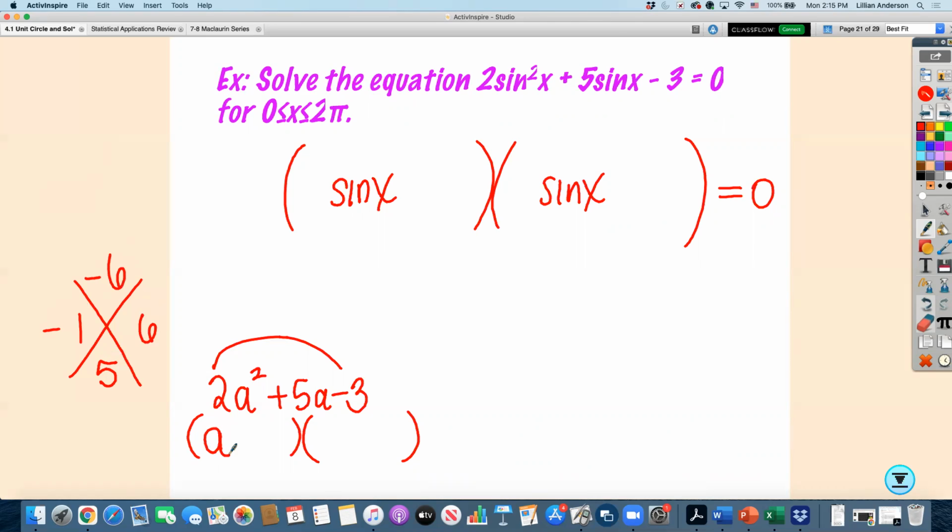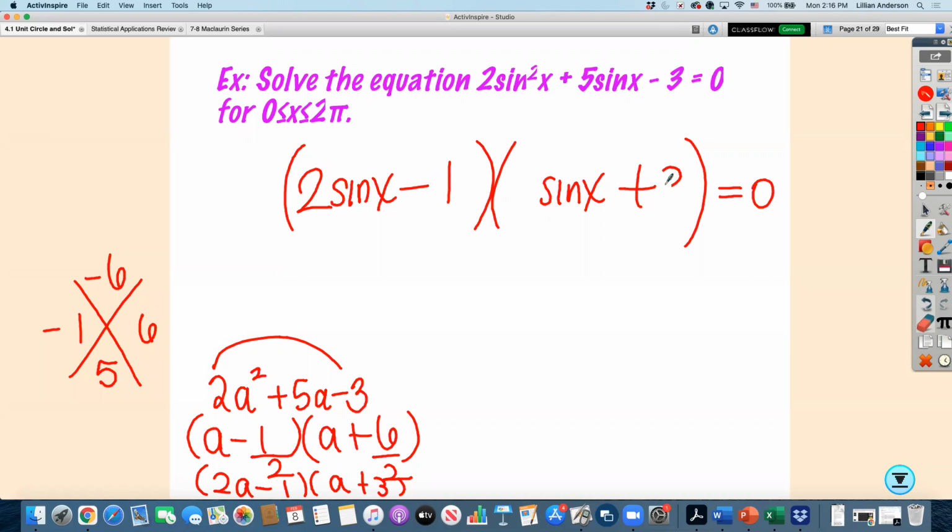Okay, so technically this would be a minus 1, a plus 6, but we have to divide both by 2. Slide up the first one to make it 2a minus 1, and then the next one will simplify to a plus 3. There you go. So that's how this quadratic factors, and that's exactly how 2 sine squared x plus 5 sine x minus 3 factors down. It'll be a 2 sine x minus 1, and then a sine x plus 3. If I FOIL this out, I will get exactly what I see on the board in purple.